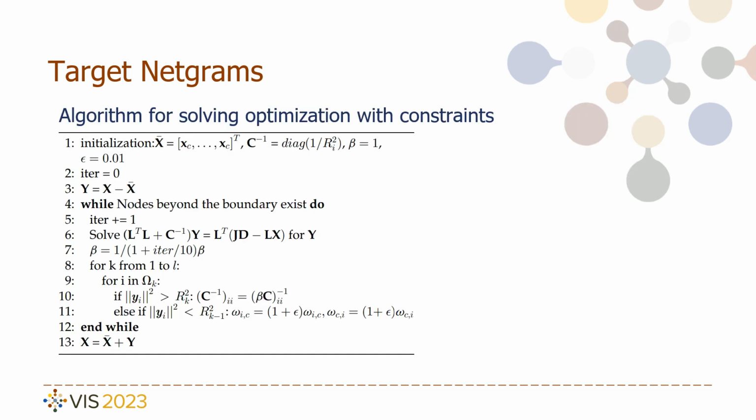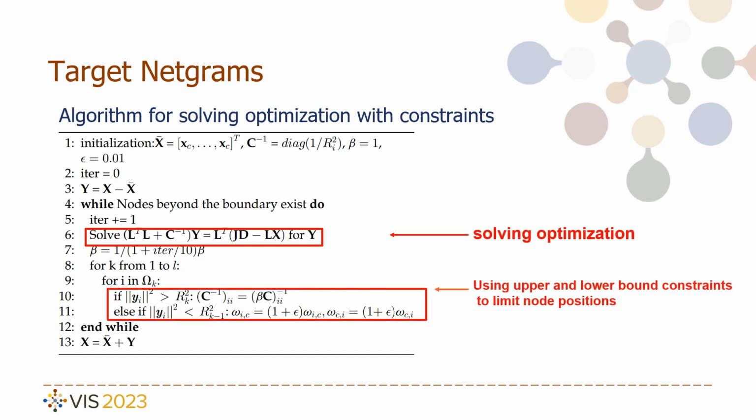The algorithm of solving optimization with constraints works as follows. In the process of solving the optimization equations, we set the upper and lower bound constraints to limit the node positions until all nodes satisfy the constraints.